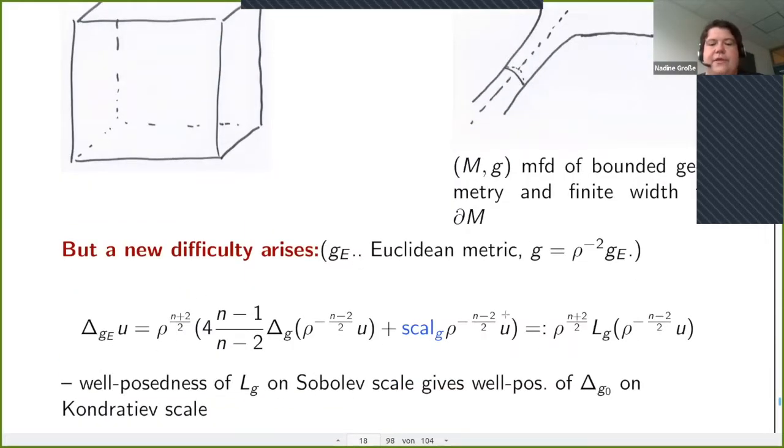So in 2D, you just got the old versus new Laplacian with some power of rho in front of it. But now it's the conformal Laplacian, which is conformally invariant under those changes, which means that if you do this blow up, you get an additional scalar zero order term, a scalar curvature term here. So if you did it naively, this would mean that well-posedness of the conformal Laplacian on the Sobolev scale gives you well-posedness of the Euclidean one on the Kondratiev scale.